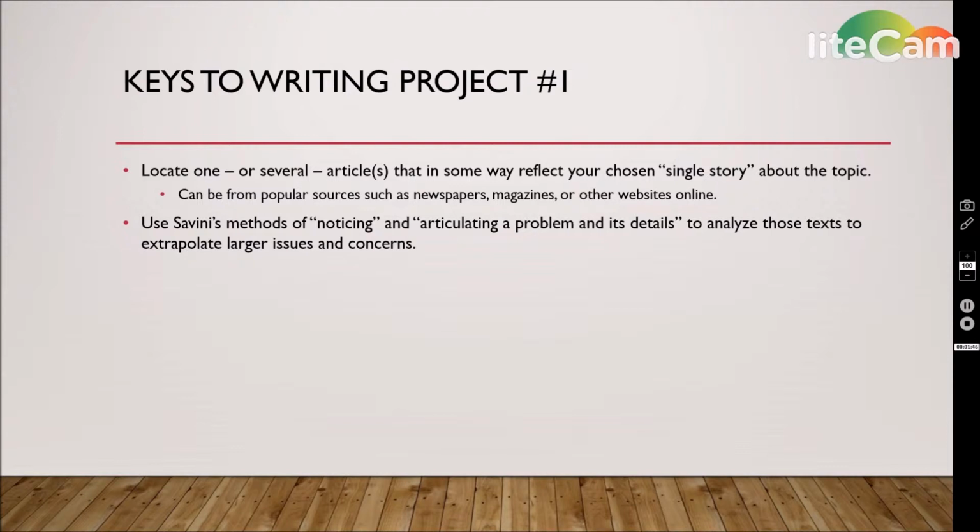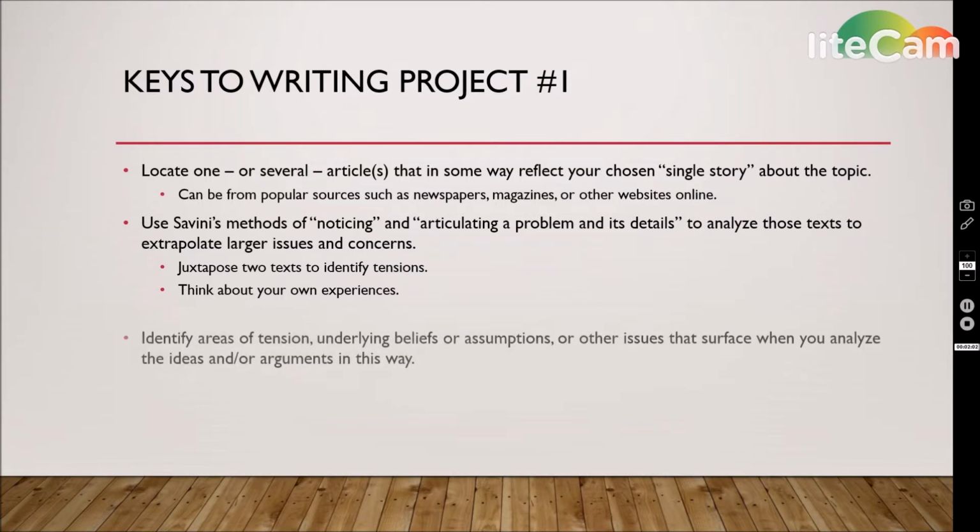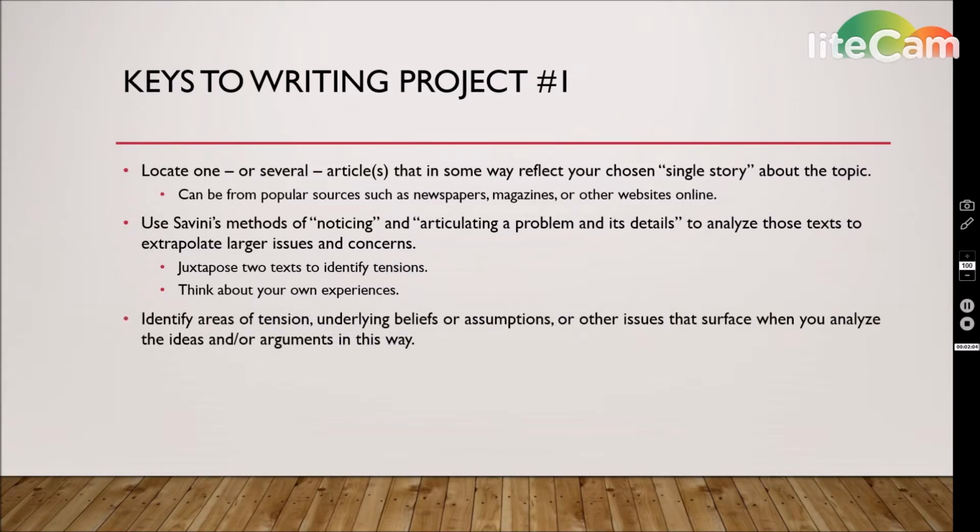And again, in the Savini piece in week 2, we'll look at how you can juxtapose two texts to identify tensions, to think about your own experiences and how they contrast with what's being described or discussed in that article, and other methods for this method of looking for trouble that we'll develop in week 2. You'll work to identify those areas of tension, those underlying beliefs or assumptions or other issues that surface when you analyze their ideas or arguments.